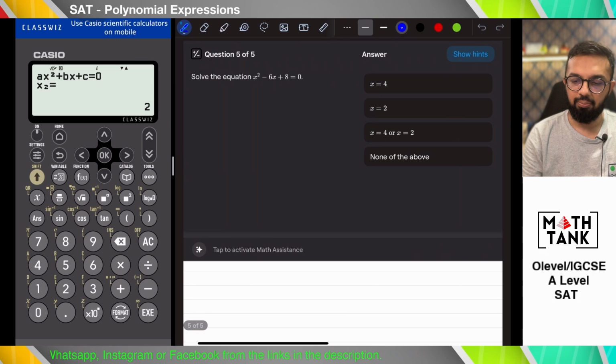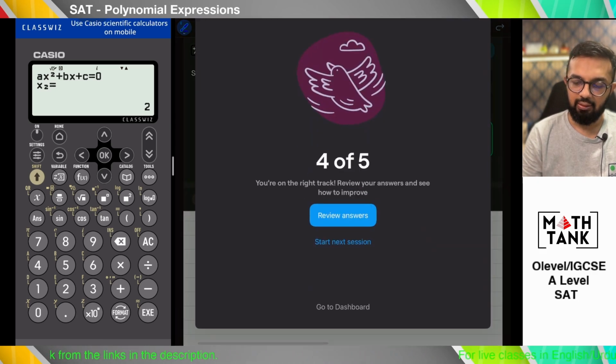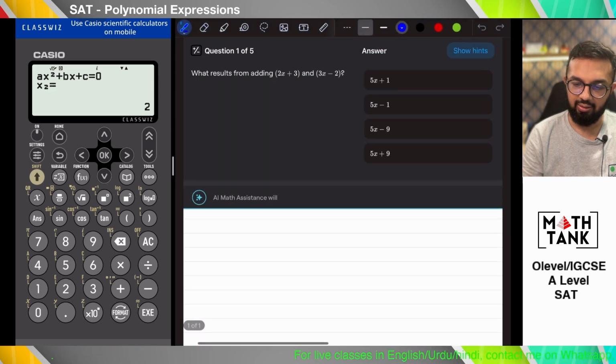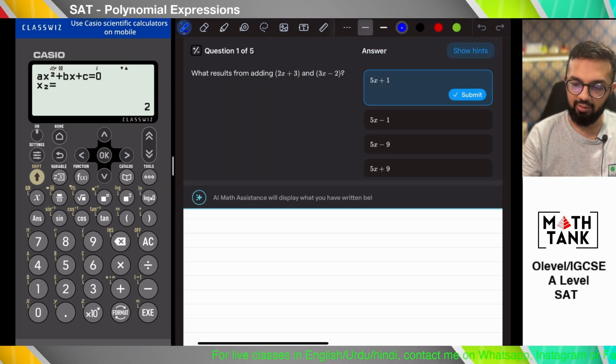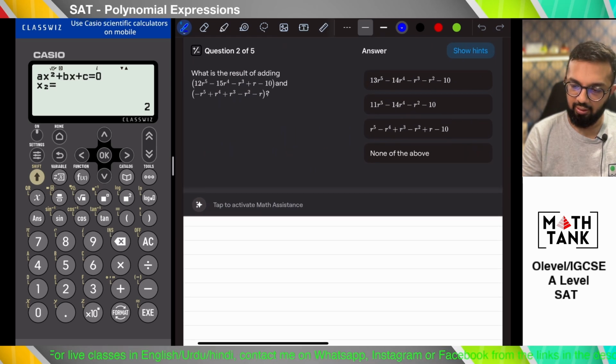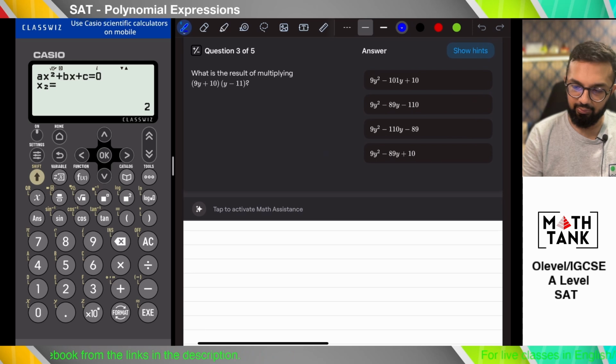I've again done that wrong. It's going to ask me to do these again. Let's do these again. 5x plus 1. Okay. So result of adding, so that is 11r power 5. Now I remember the answers, so I'm just going to do them quickly.